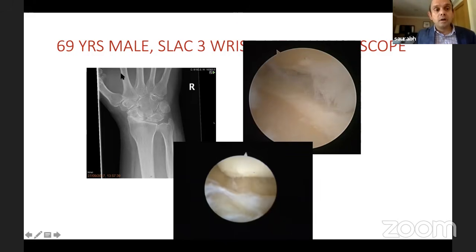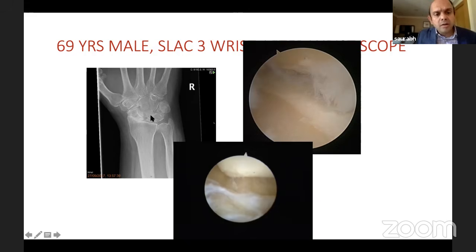So, okay, 69 male, SLAC 3 wrist. You can see here scapholunate ligament disruption, as is often the case, because it's upper limb, they don't feel the pain or they can cope with pain. They leave it for 5 years, 10 years, and then they get arthritis, pain, loss of movements, they can't do their job or their hobbies, and they come and see me. So you can clearly see here SLAC 1, SLAC 2, ligament gone, orientation has changed, arthritis starts here, then it'll go to scaphocapitate and capitolunate, and finally to radiolunate.